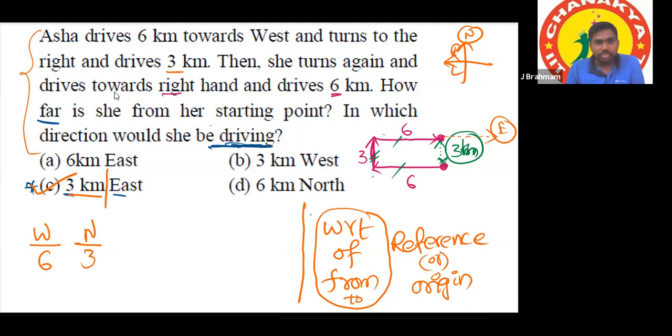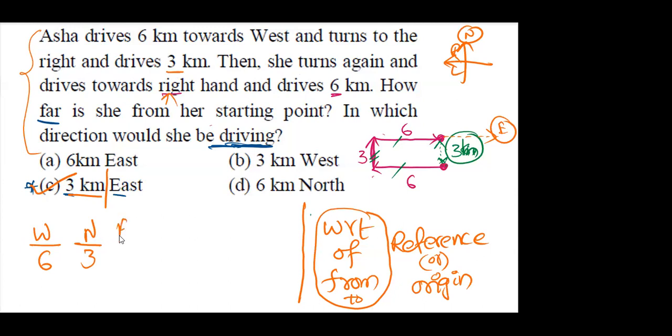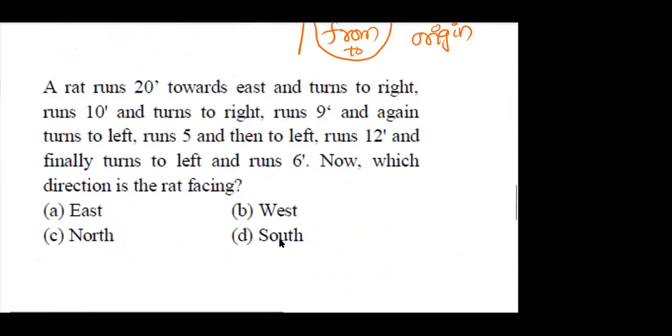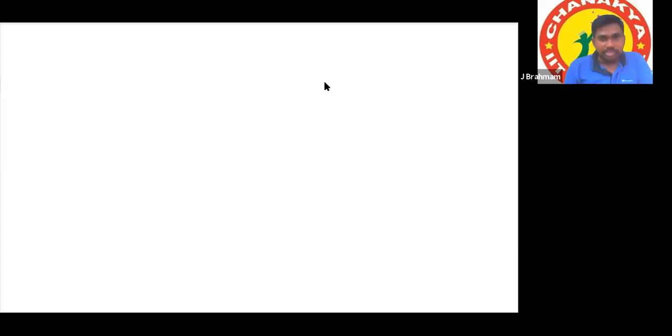And again she drives towards the right. So from north, right means east. What is the distance? 6 kilometers again. That's all. The information is over, and we have written the complete data in a single line. So here you have to use this thing. Sir, west and east are opposites, so we have to consider only the 3 kilometers. Yes, correct. Sir, could you explain again?